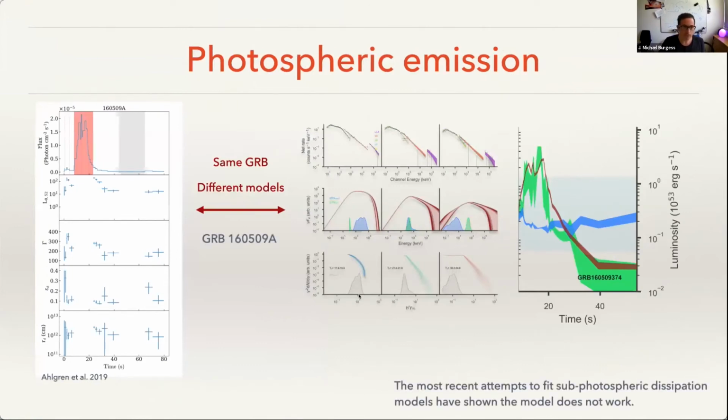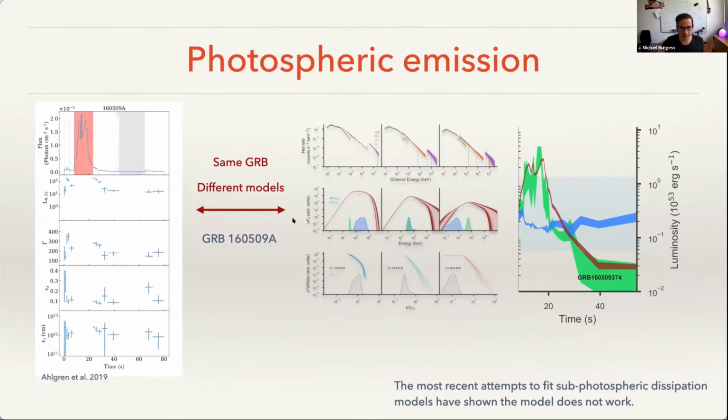Okay, so what about photospheric emission? There was a nice study done in 2019 by Ahlgren et al., and they fit a subphotospheric dissipation model to a sample of GRBs, one of them coinciding with one of the ones from our sample. And I think it's the model developed by Beloborodov. They found that you could fit regions of gamma ray bursts in some time intervals with subphotospheric dissipation, but these red regions here are where the model failed, even though we could fit the entire time-resolved spectroscopy of this GRB.